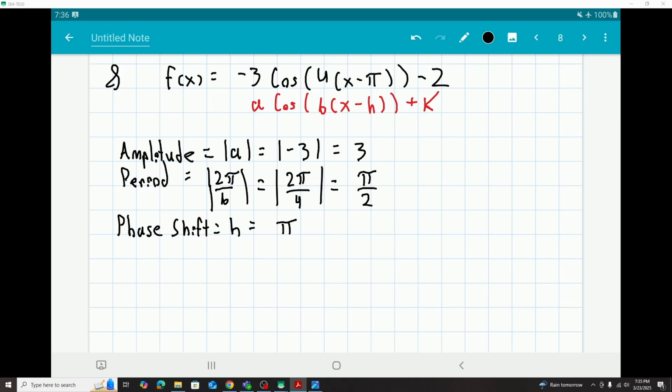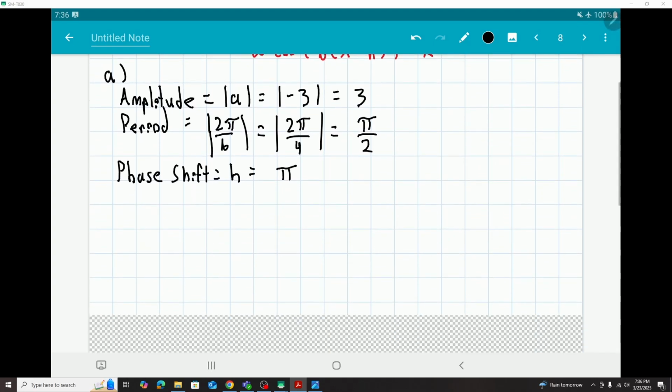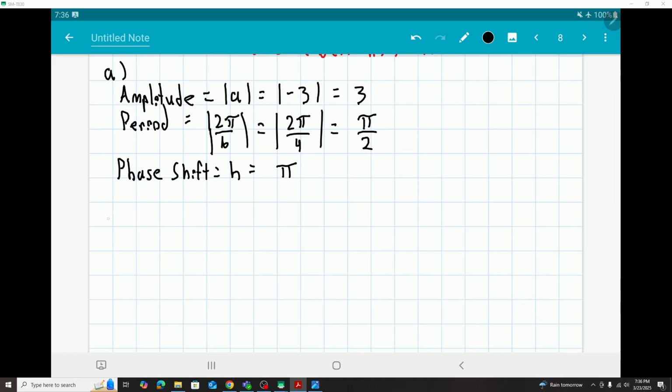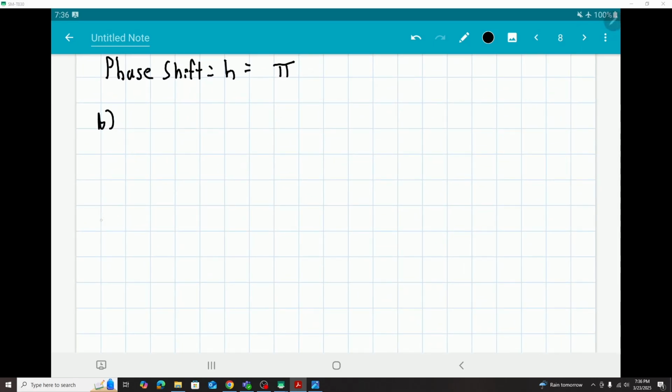B asks us to find the equation for the midline. We're actually going to skip that for a second. So we're going to come back to that, because we're going to get the midline pretty naturally when we do part C. So what are we going to do?